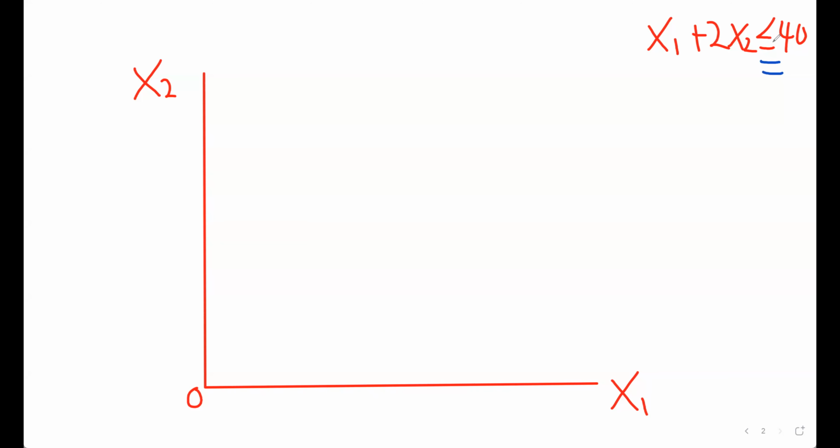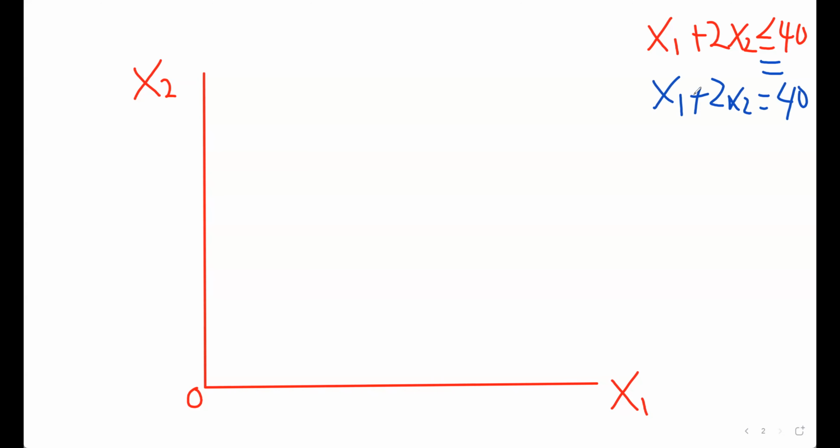So if I draw a triangle like that, this triangle has three boundaries. The boundary is the equal to. The space is the less than or equal to, the inside. And so I can use the equal to to find this. This is an equation of a line, just like y equals mx plus c. All I need are 2 points to draw this line. So you just write x1 plus 2x2 equals 40.